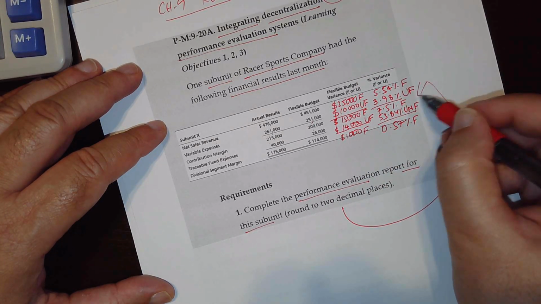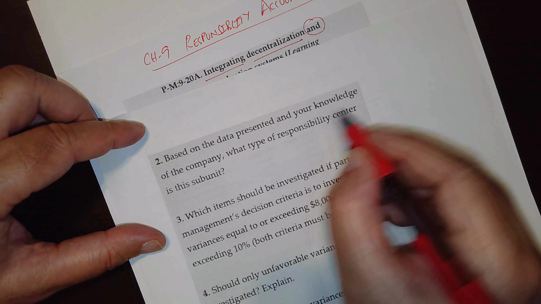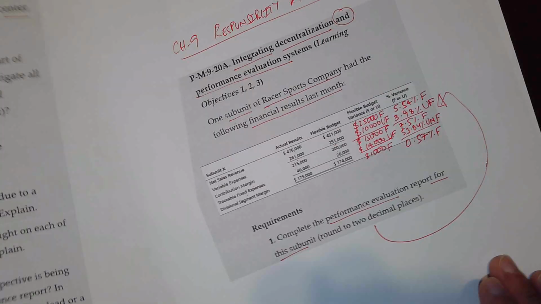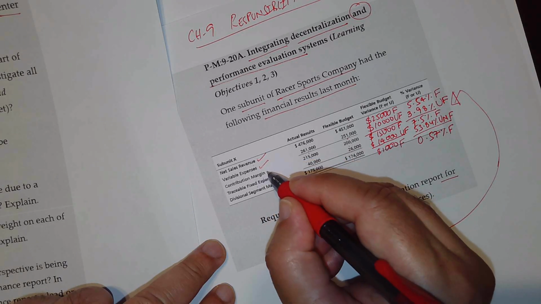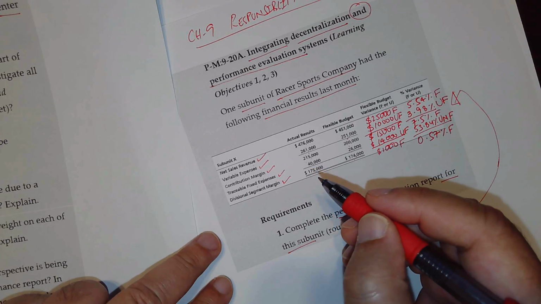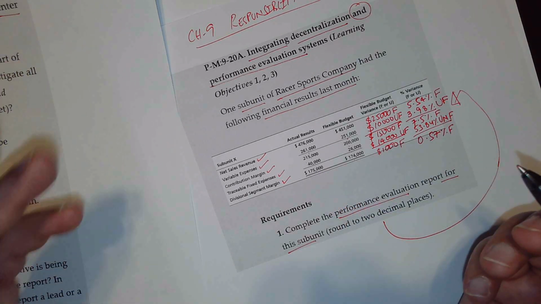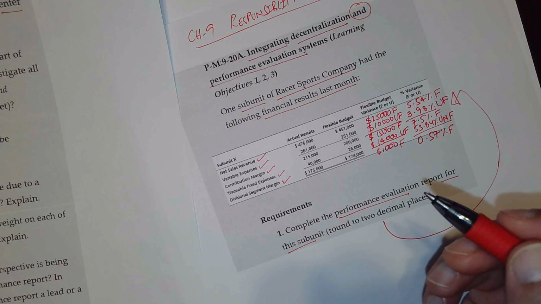Okay. Now we have to complete the performance evaluation report for this subunit, which we have already done. So this is our report. Now we have to answer some of these requirements. For example, the first question is, based on the data presented and your knowledge of the company, what type of responsibility center is this subunit? In this subunit, you are seeing sales revenue, variable expense, contribution margin, fixed expense, and operating income, which means that this is both revenue and cost data. So it is both a revenue and cost center.